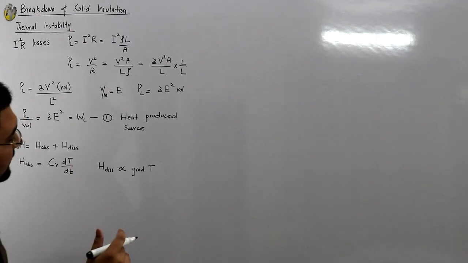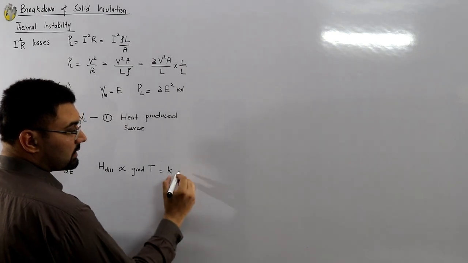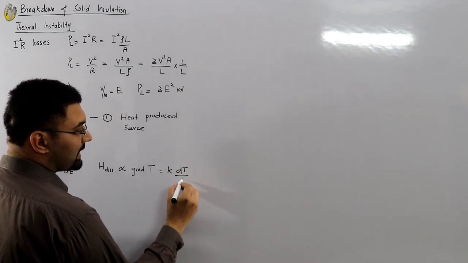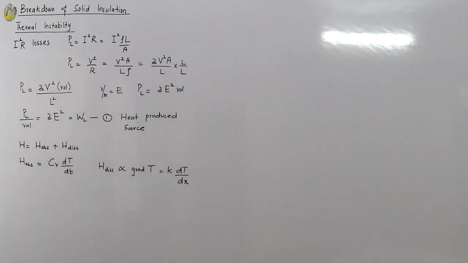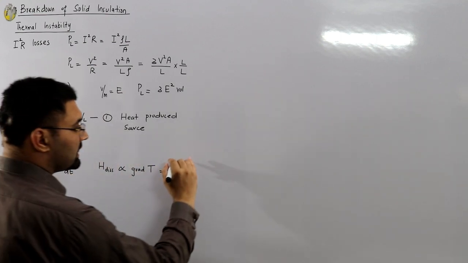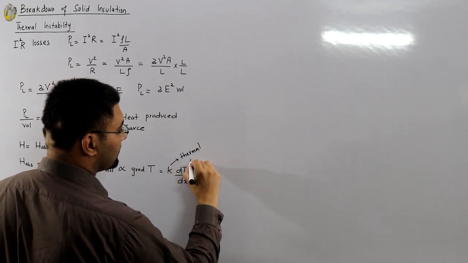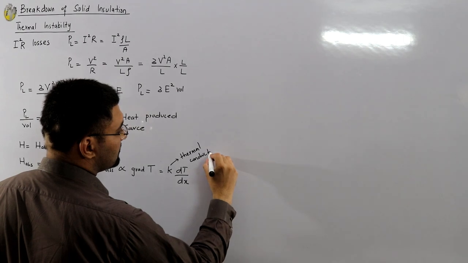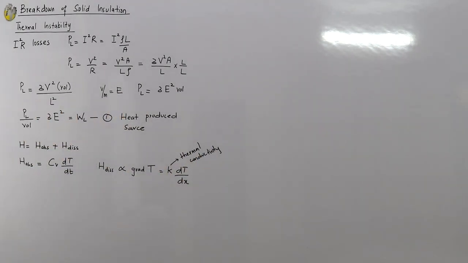Yes. So I could just write it as K times dT upon dx. x is any length. So the change of temperature, where K is the thermal conductivity, which is low for an insulator. This is your thermal conductivity. It's K times dT/dx.